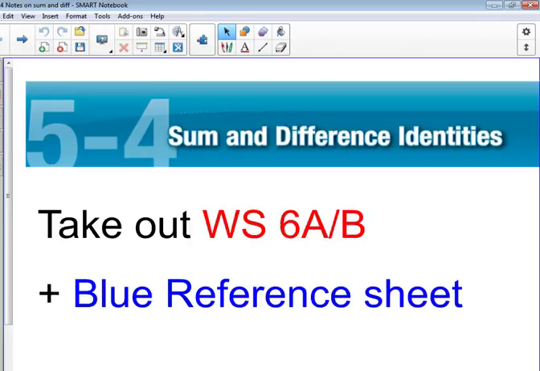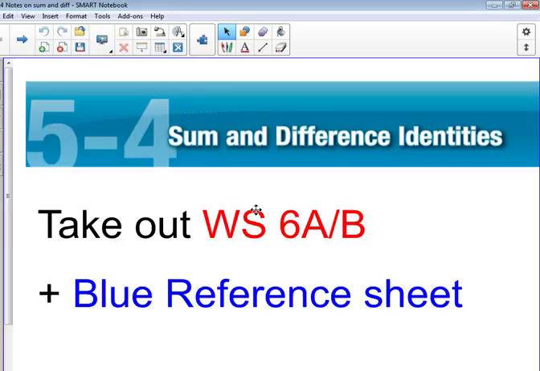Blue sheet and worksheet 6. You have not seen this before unless you took the one semester long trig course, okay? These are some weird identities called sum and difference identities.